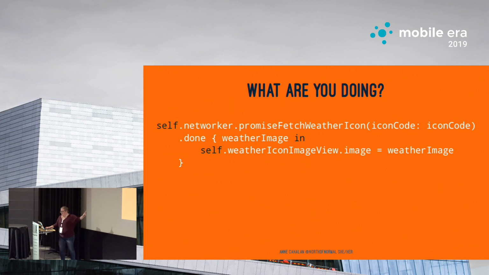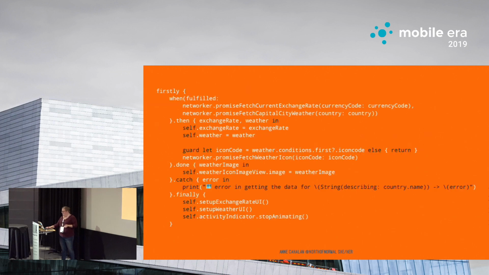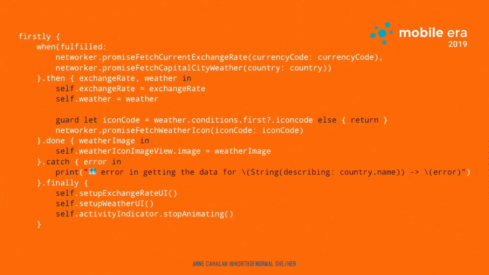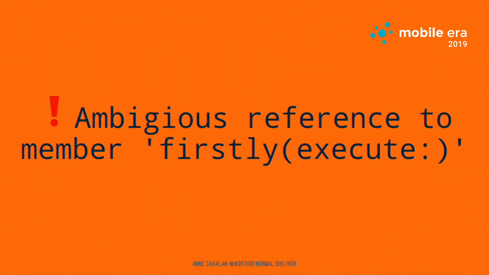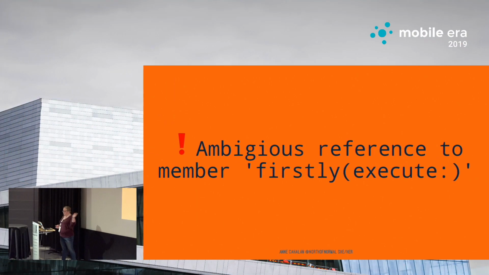This nested promise. It was tucked into the done block of that big chunk of code. This was supposed to be a better way to do this. PromiseKit has another block called then that should work like this. When these promises are fulfilled, then do the next thing. When that's done, do this, catch the error, finally update the UI. However, despite the fact that that entire construction, firstly, then, done, catch, finally, is used all over PromiseKit's documentation, I kept getting this error.